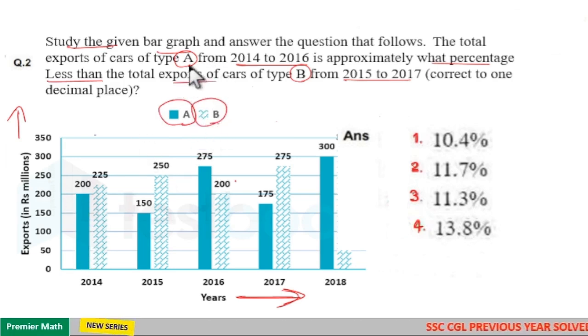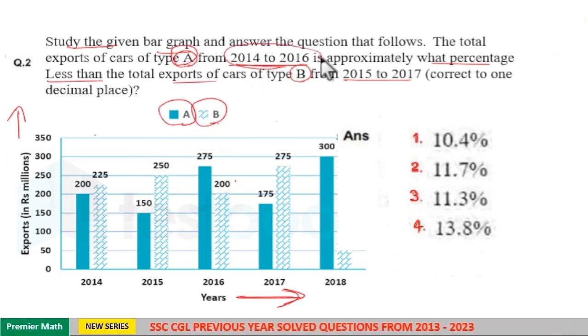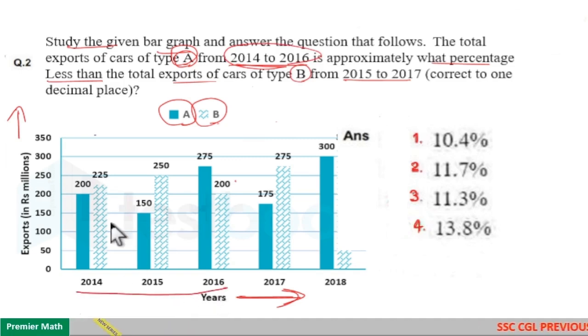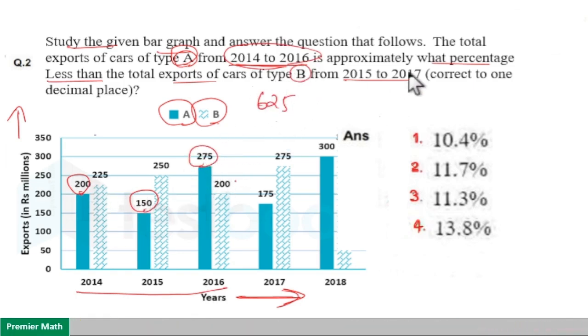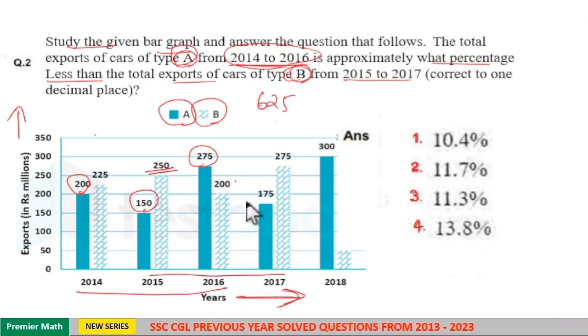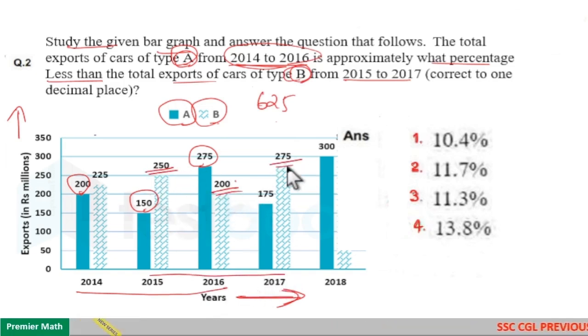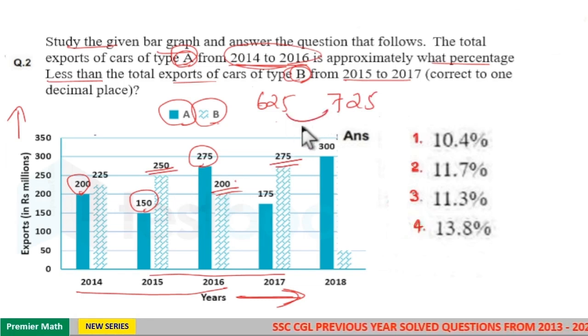Now here from car type A from 2014 to 16, that means 200 plus 150 plus 275. So 475 plus 150 is 625. Now total exports of cars of type B from 2015 to 17. So 15 to 17, 250 plus 200 plus 275. So 450 plus 275 is 725. Now you can see difference is 100.